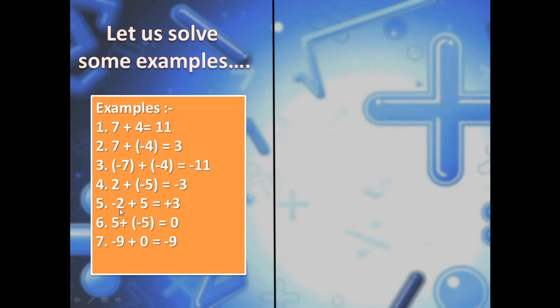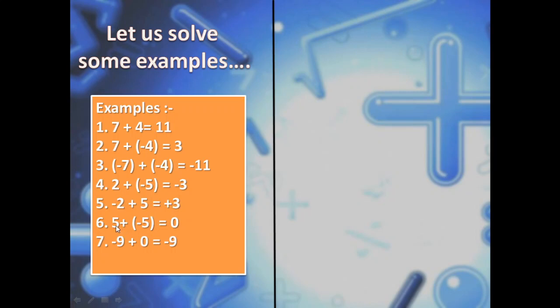Fifth example, negative 2 and positive 5. Now opposite sign again. If it is opposite sign, we have to subtract. So 5 minus 2 is 3. And which is the bigger number? 5 is the bigger number having positive sign. So I will write positive 3.